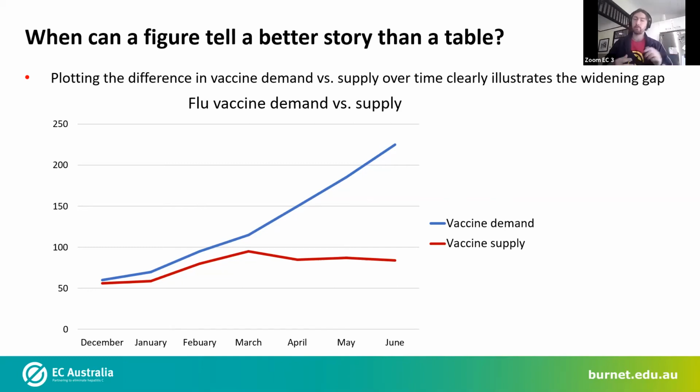So for me, if I was looking at this and I was managing this public health unit, I would probably think that we need to do something to increase supply somehow to match the demand. So that's a simple example.